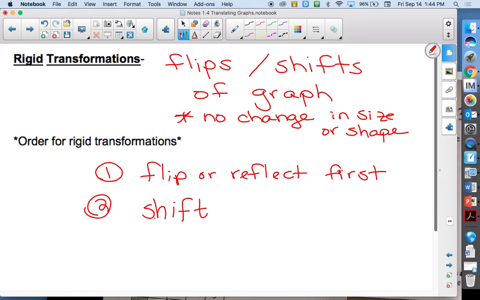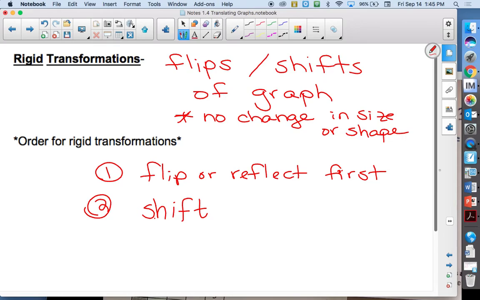But you flip or reflect it first. And sometimes it doesn't pertain to every graph, but there are specific ones that you have to make sure you're applying that negative first, especially if you're just looking at a set of ordered pairs. So multiply first before adding or subtracting.